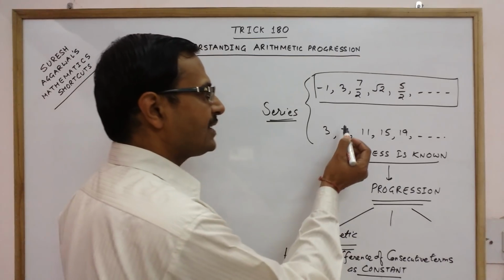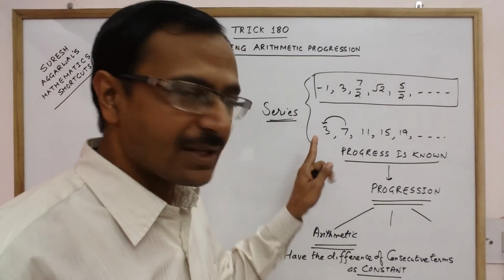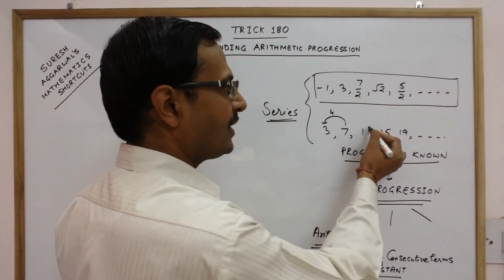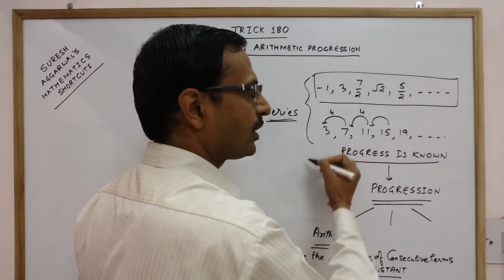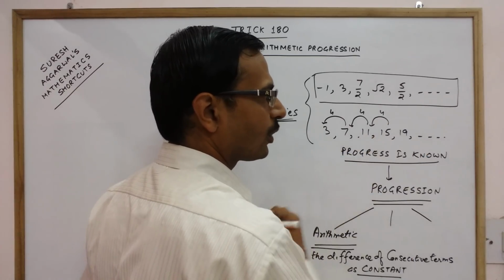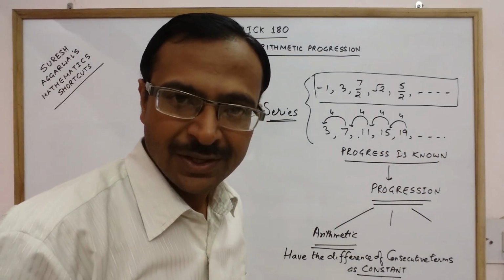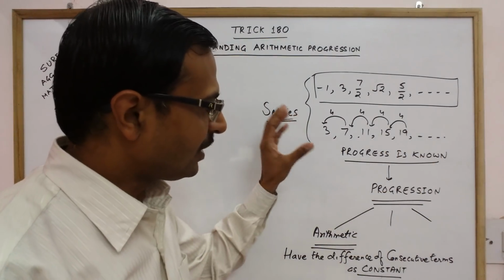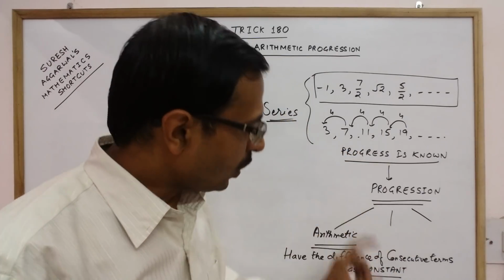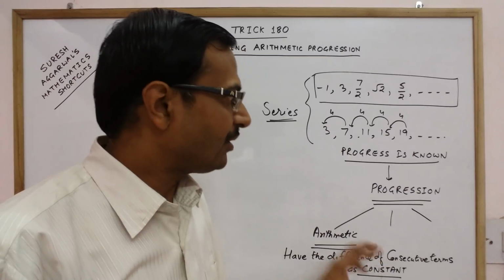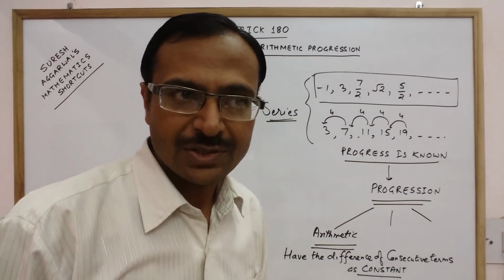If I subtract the first term from the second term, I get 7 minus 3, 4. If I subtract 11 minus 7, I get 4. If I subtract 15 minus 11, I get 4. If I subtract 19 minus 15, I get 4. So this difference between the consecutive terms is constant. Then we call that series or that progression an arithmetic progression.